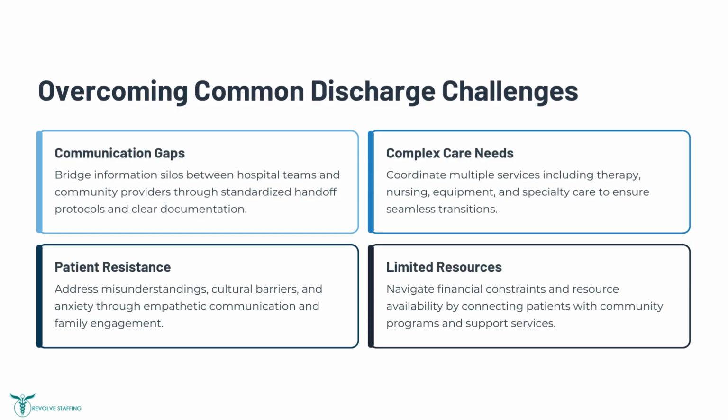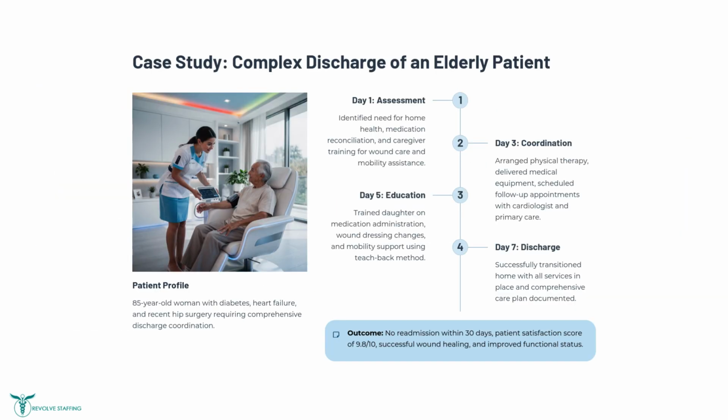Challenges with complex care needs can be managed by coordinating multiple services, including therapy, nursing, equipment, and specialty care to ensure seamless transitions. While navigating financial constraints and resource availability, connecting patients with community programs and support services can help with managing limited resources.